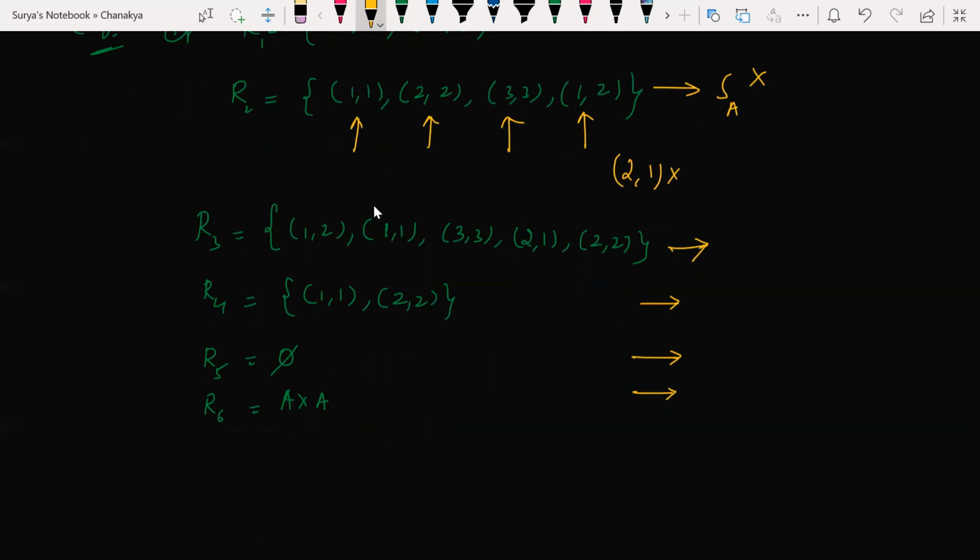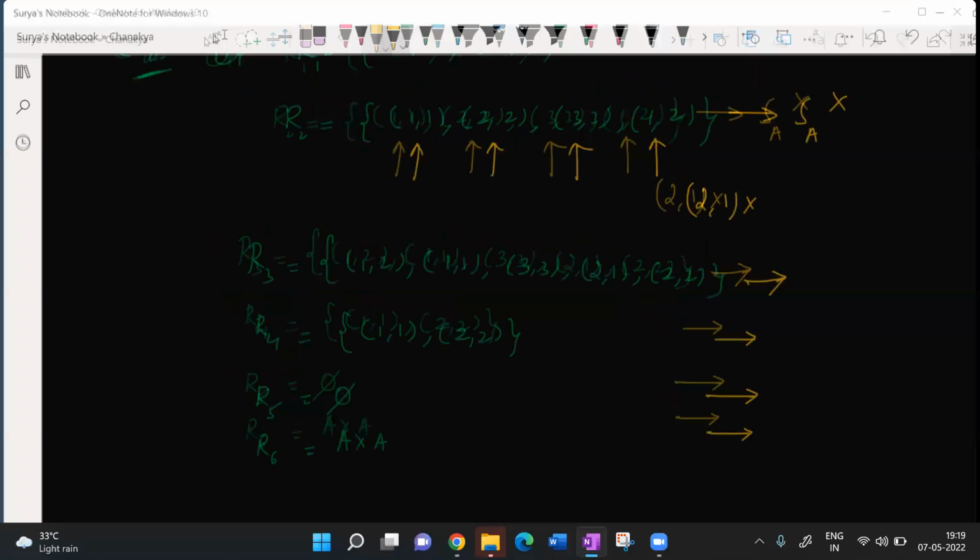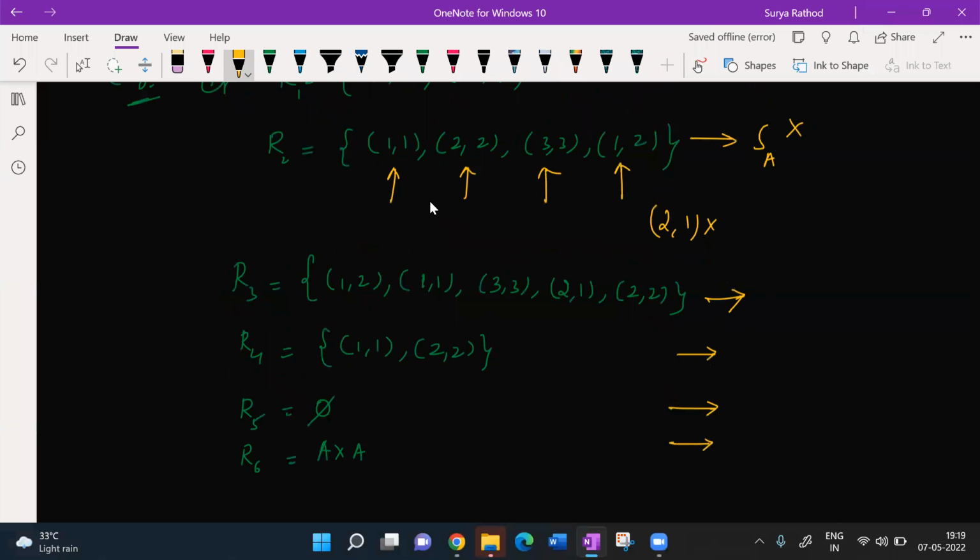R3 is a symmetric relation or not? No, sir. R3, why not a symmetric relation?